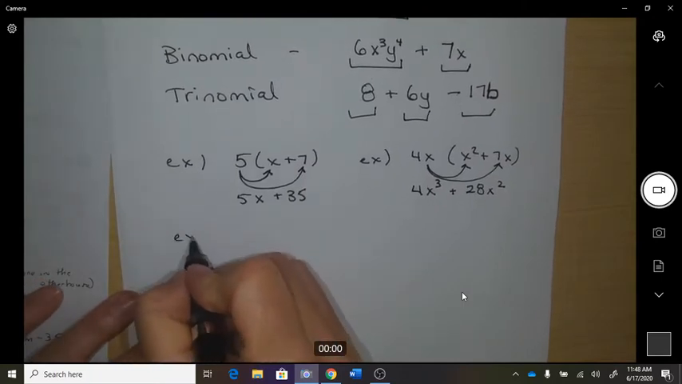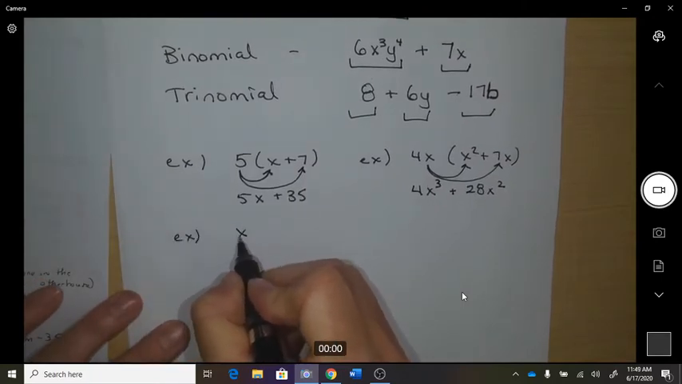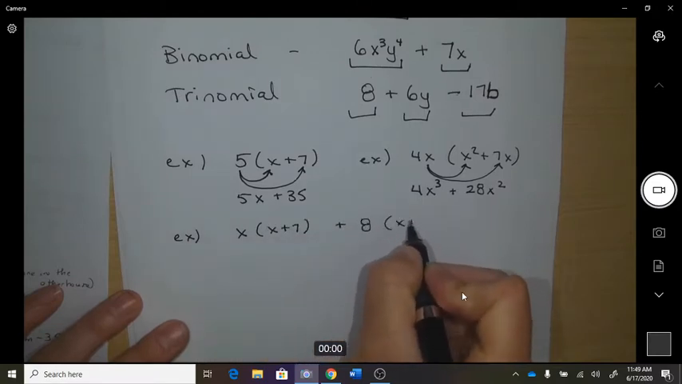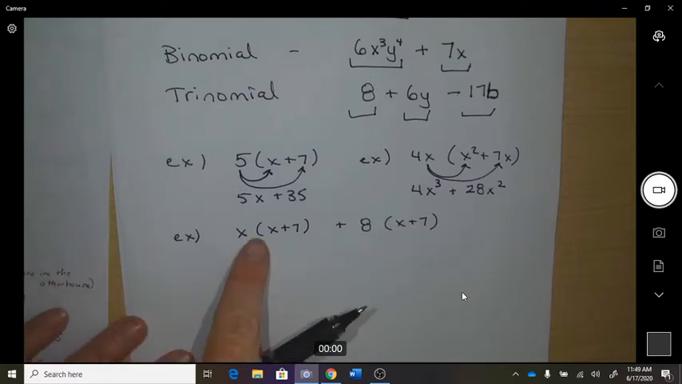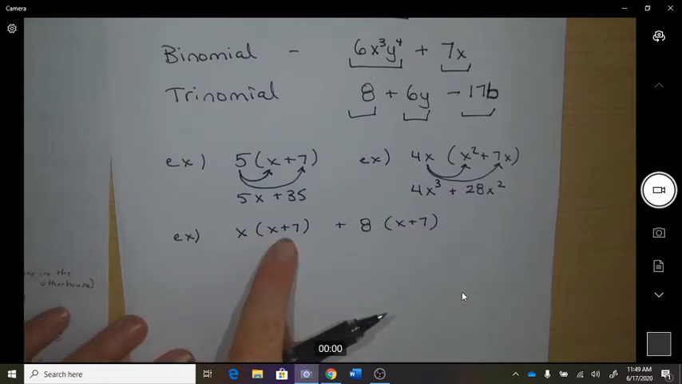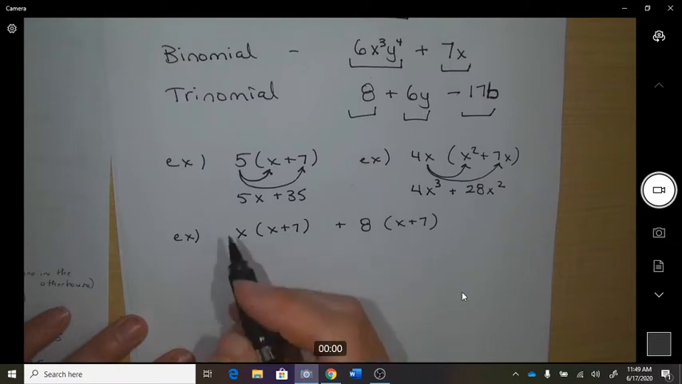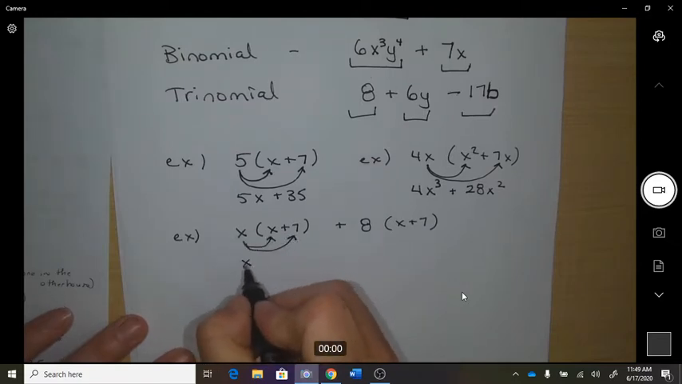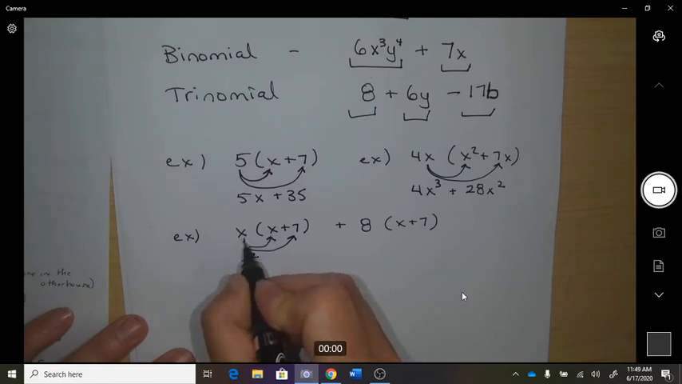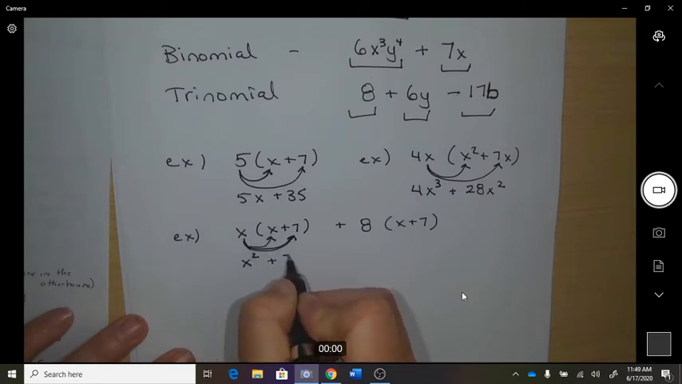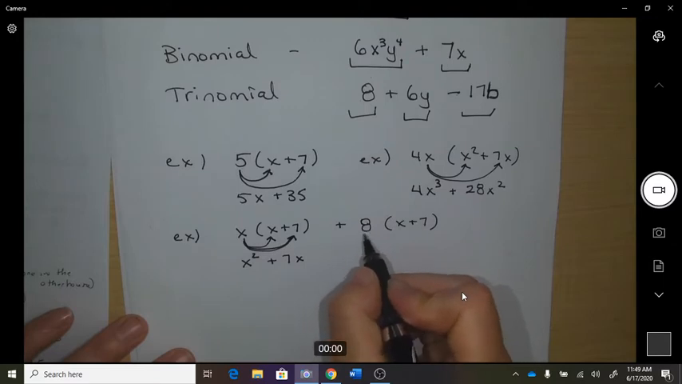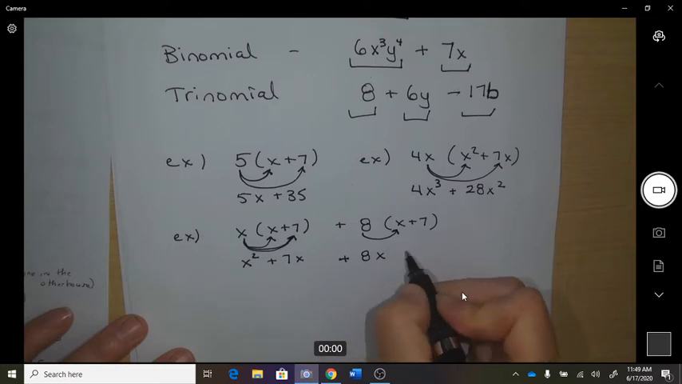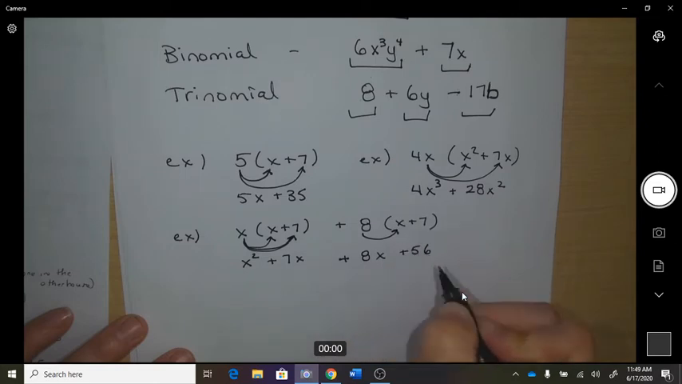Okay, another example. Here's a monomial times a binomial, another monomial times a binomial. So we're going to distribute through the parentheses, so x squared, and then this would be plus 7x. Then this times this is plus 8x plus 56.